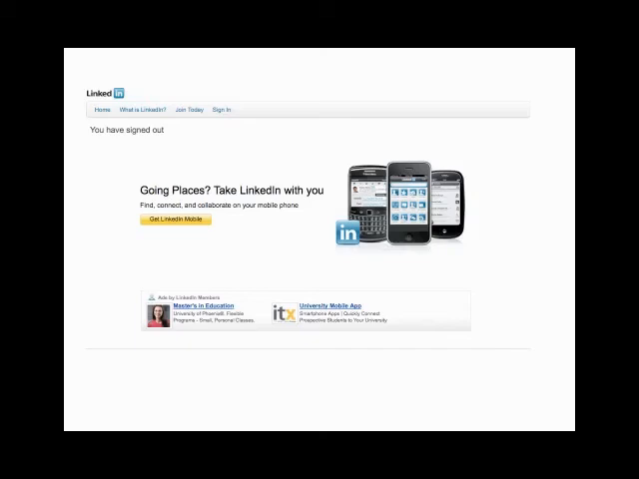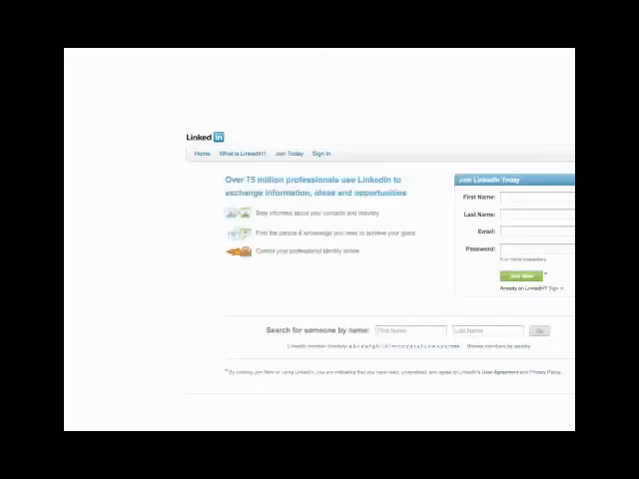Now, LinkedIn, I'm showing you a picture. LinkedIn has apps for your smartphone, as well as you can be online and update your profile from wherever. But look at that, 75 million professionals, and this might be a little bit of a dated screenshot. So get in there and start social networking.